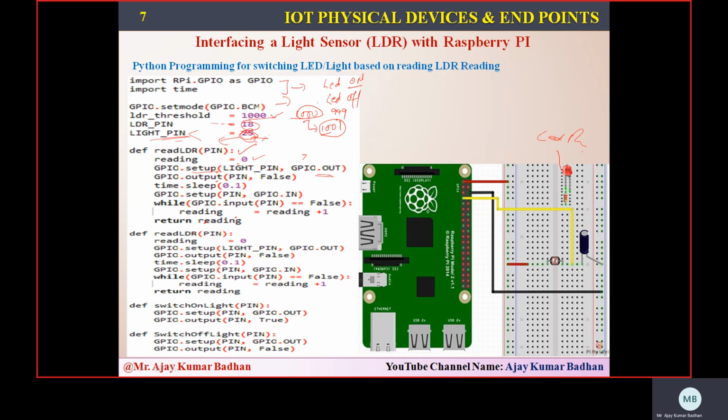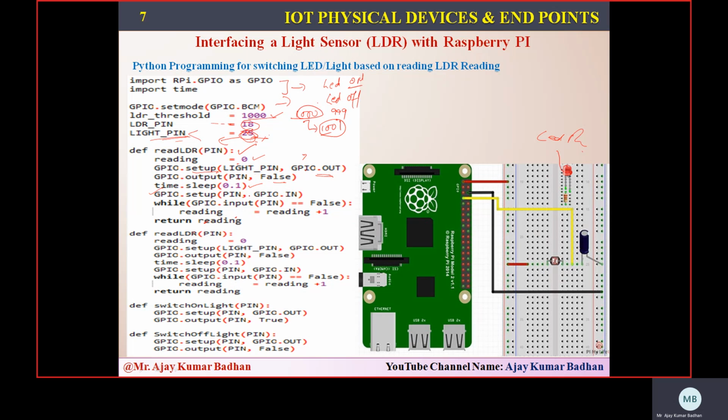Then GPIO output. Initially the LED should be in a false state, so pin comma false. Initially the output is false. It should not start. First it has to measure the intensity of light. Based on that it has to decide whether it should be turned on or off. Then we have time dot sleep 0.1, so after every 0.1 second it will keep on repeating the task.